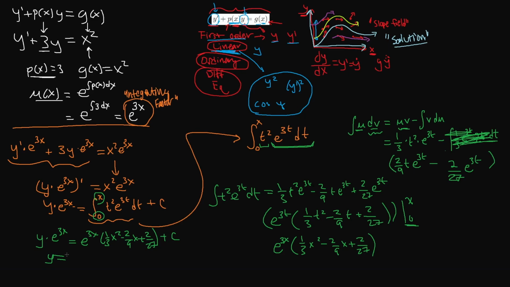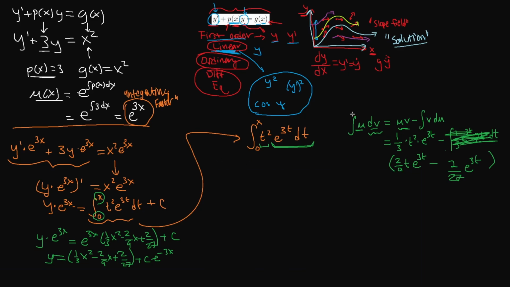So to do that, we have 1/3 x squared minus 2/9 x plus 2/27, and then plus c, divided by e to the 3x. And I'm going to write this in a nicer form, e to the minus 3x. Remember, if we make our exponent negative, it's corresponding to saying 1 over that exponent. So now we have technically finished the problem. This would be an acceptable answer in differential equations.